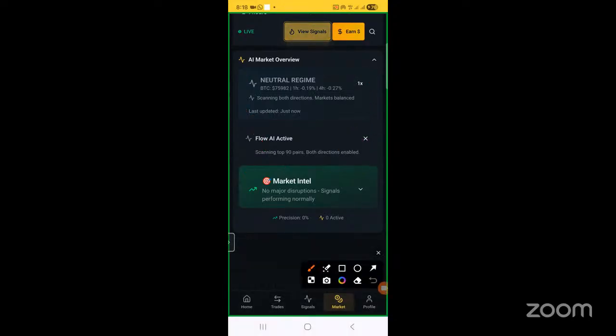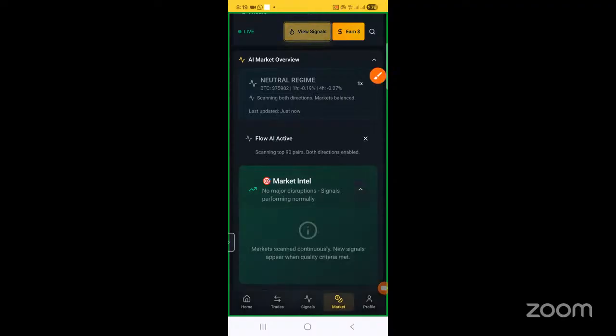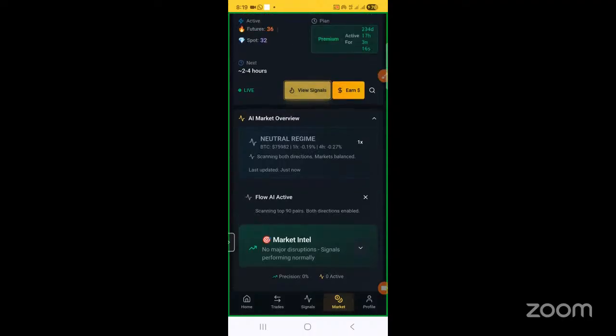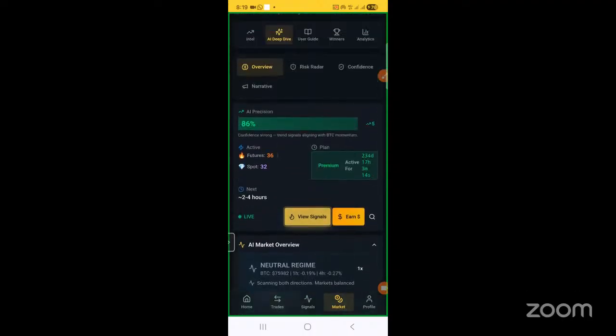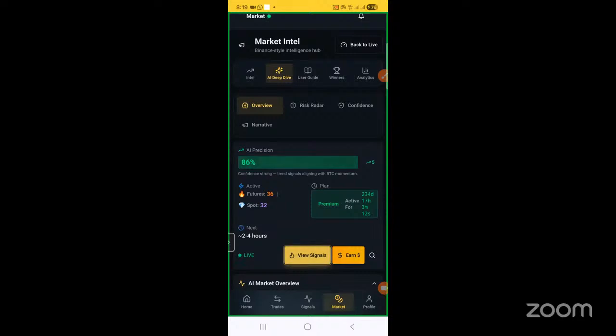If you come here and click on this, right now there is no news running, so that's why it is not showing you any current news. But of course, if there is news, it will be shown, and it will base on that news to go ahead and also show you that it is entering those trades.